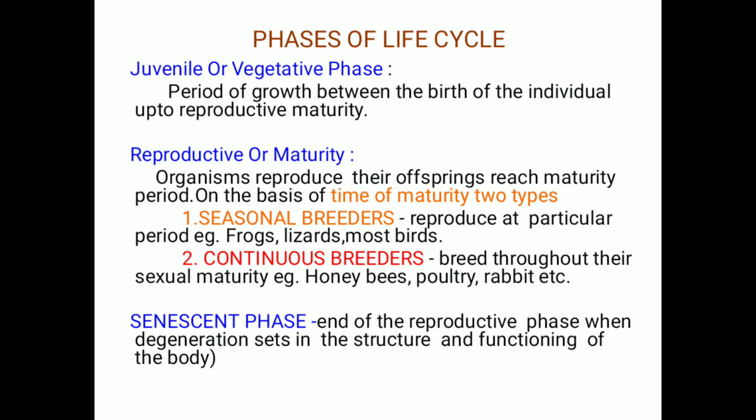On the basis of the time of maturity, they are classified into two types: seasonal breeders and continuous breeders. Seasonal breeders reproduce at a particular period only. Example: frog, lizard and most of the birds. Continuous breeders breed throughout their sexual maturity. Example: honeybees, poultry, rabbit, etc. Third phase, senescent: end of the reproductive phase when degeneration starts in the structure and function of the body.